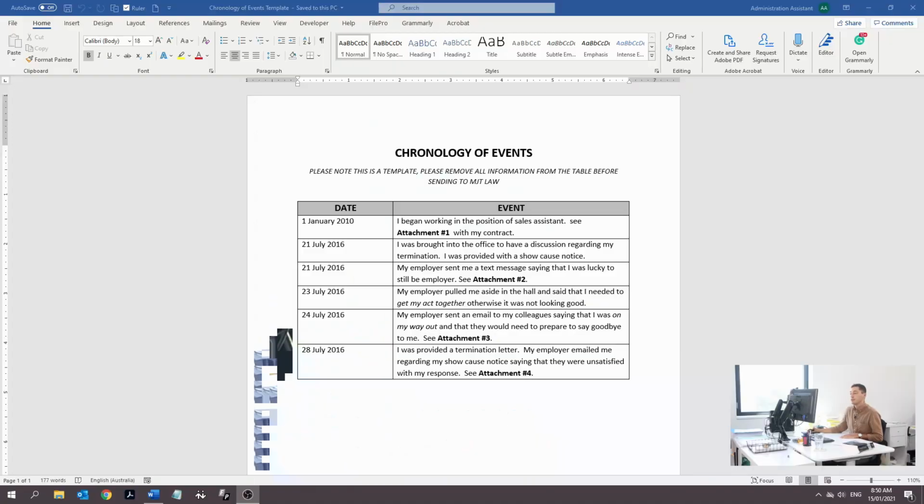So I've prepared an example here for you to have a look at. You can see here, I've started at the very beginning of my employment. On the 1st of January 2010, I began working in the position of sales assistant. And you can see here I've attached my employment contract. But then you can see that I've fast forwarded to 2016, where my dispute actually begins. I've written, I was brought into the office to have a discussion regarding my termination, and I was provided with a show cause notice.